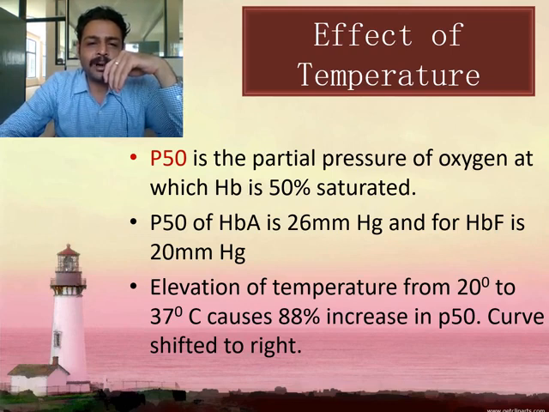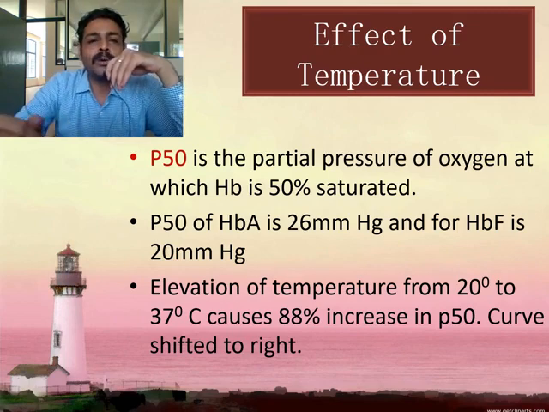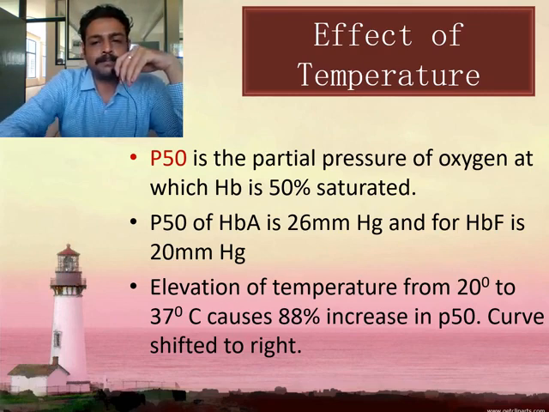P50 is the partial pressure of oxygen at which hemoglobin is 50% saturated. P50 of HbA is 26 mm and HbF is 20 mm. So elevation of temperature from 20 degrees to 37 degrees centigrade causes an 88% increase in P50. So what happens to the curve? The curve automatically shifts to the right. What do you mean by curve shifted to the right? Faster unloading of oxygen happens.